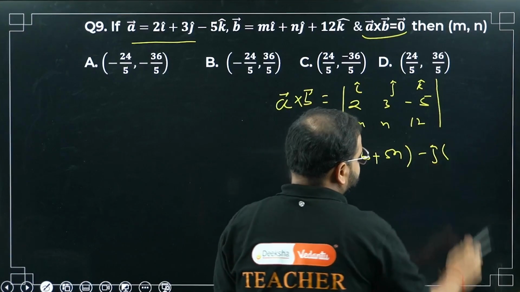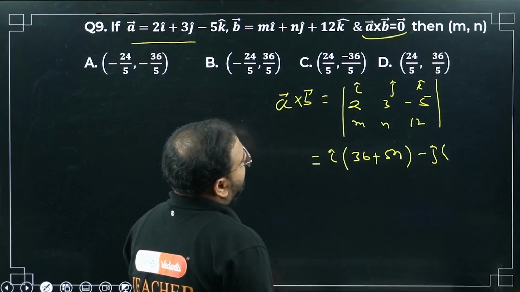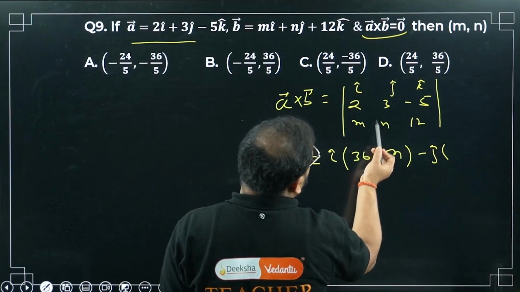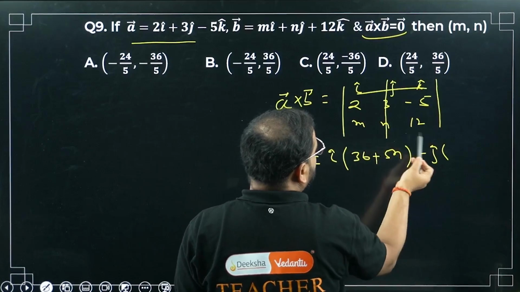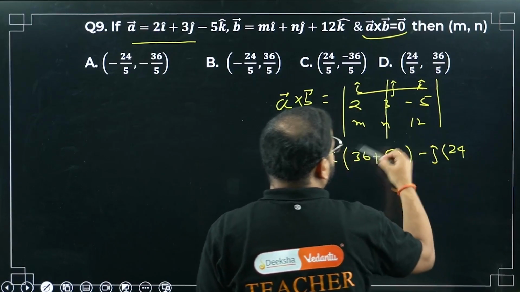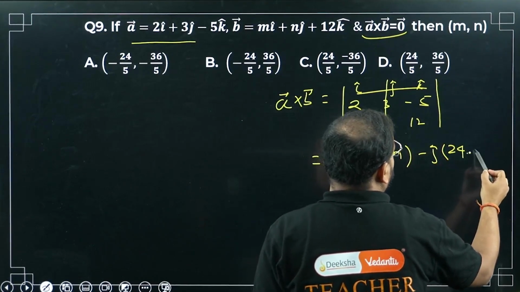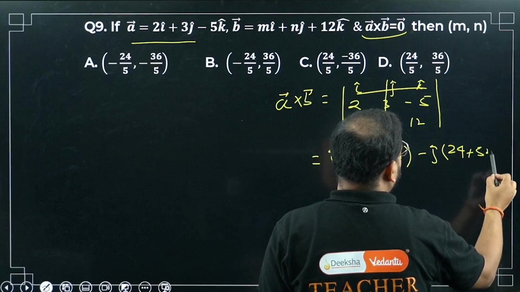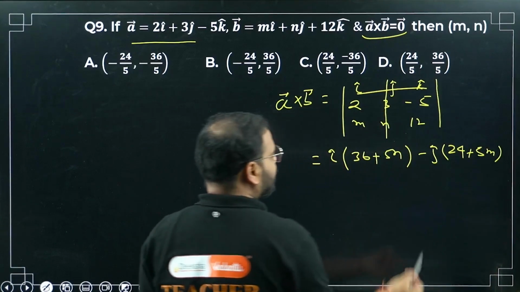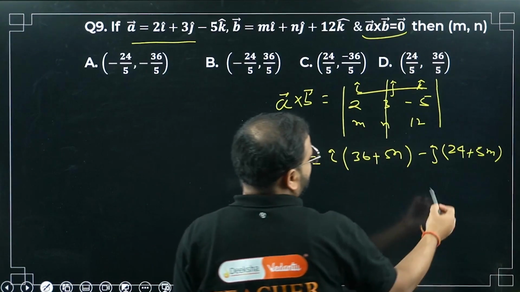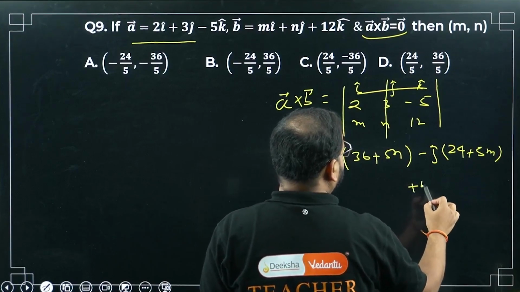Next time, what am I going to get? Minus j. Please check for this. For this I'll have what? I will have to cancel this and this. I'm going to get 24 minus of minus m, so plus 5m again. I don't have to do the other for k also.